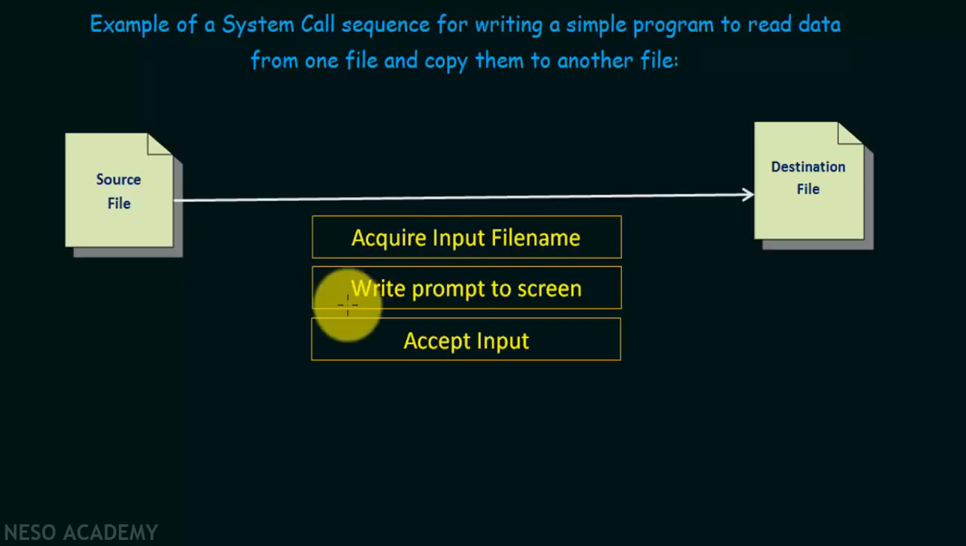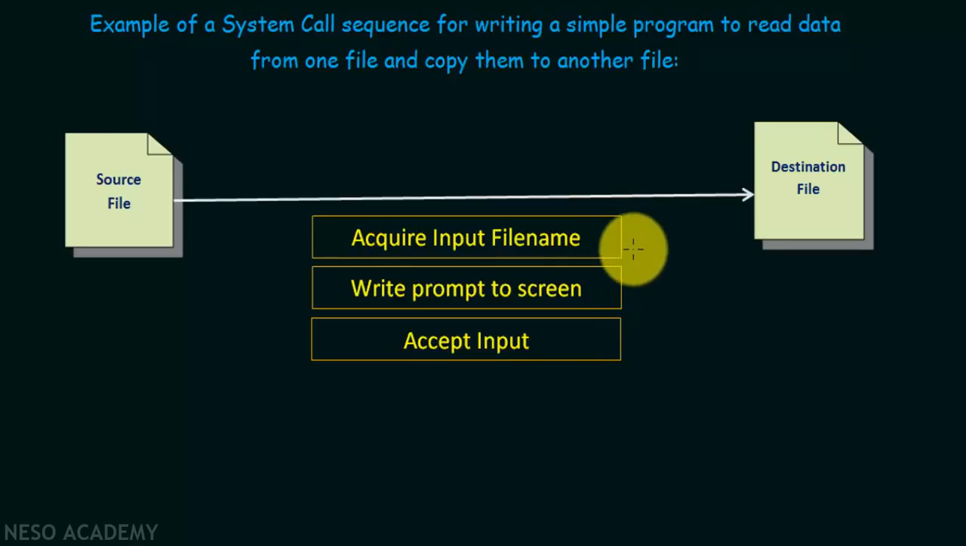And then we write a prompt to the screen. That means you are displaying a prompt on the screen asking the user to enter the name of the input file. So for writing the prompt to the screen, you need another system call. And then you need to accept the input that the user gives you. So for that you need another system call. So all these boxes, they represent individual system calls.